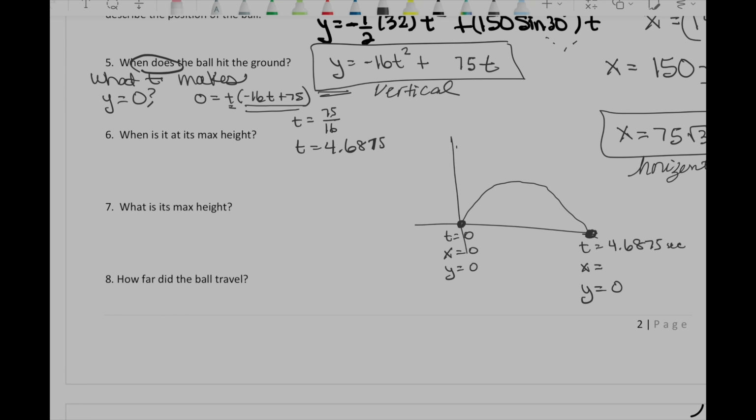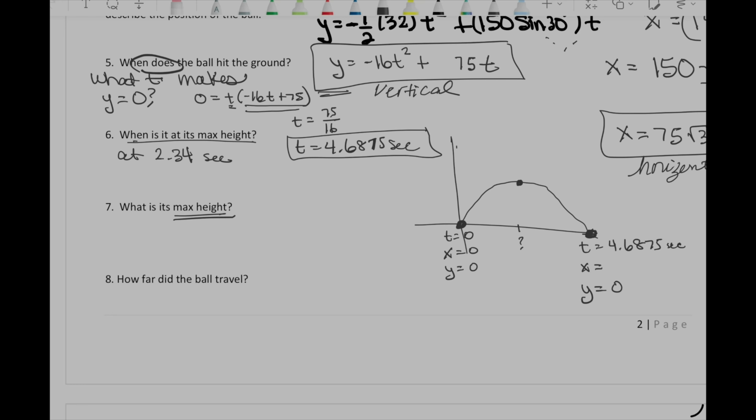So when does the ball hit the ground? At 4.6875 seconds, okay? When is the ball at its max height? So what t is this one? A couple different ways we can find it. If you remember your quadratics, you could use your vertex formula. I know that we have an x-intercept here and an x-intercept here, so I can just cut them in half. So 2.34 seconds, okay?